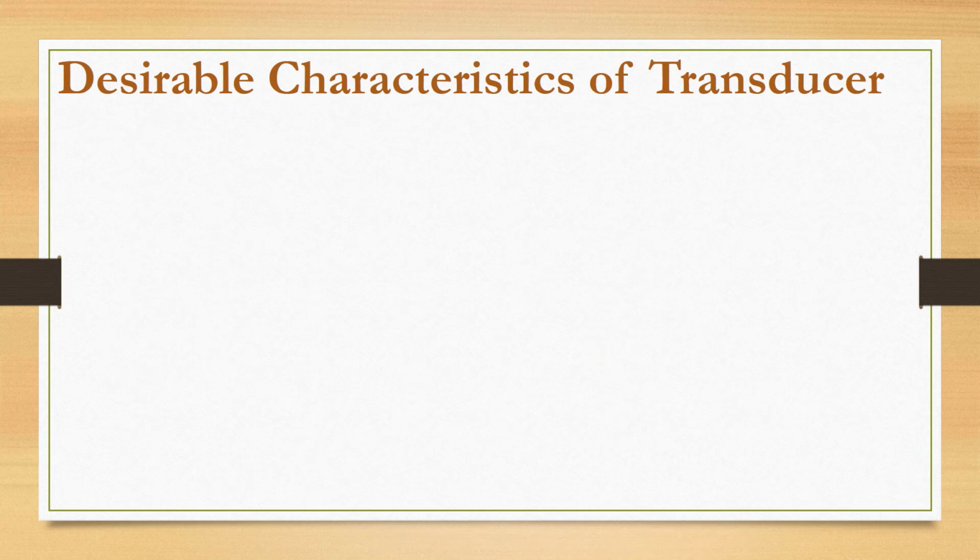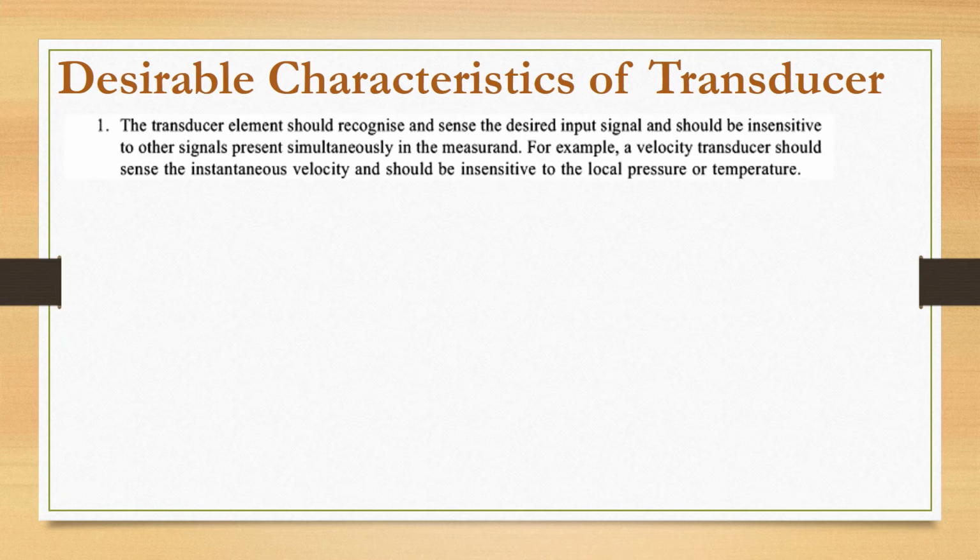Now we will discuss the desirable characteristics of a transducer. A transducer has many desirable characteristics. Let us see them one by one. This is the first characteristic. It says that the transducer element should recognize and sense the desired input signal and should be insensitive to other signals present simultaneously. This is the important point.